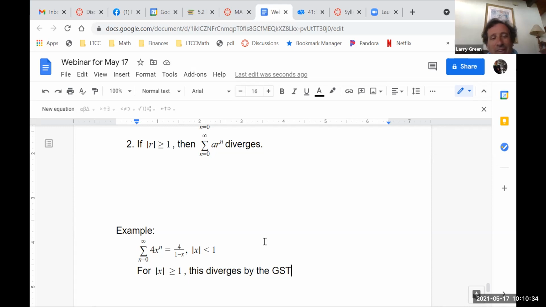This will be our first set of initials. I don't hear you. Geometric series test. So GST is going to be geometric series test. We're going to have a lot of tests, and the abbreviation makes it a lot easier to work with. Any questions on this example? Okay.